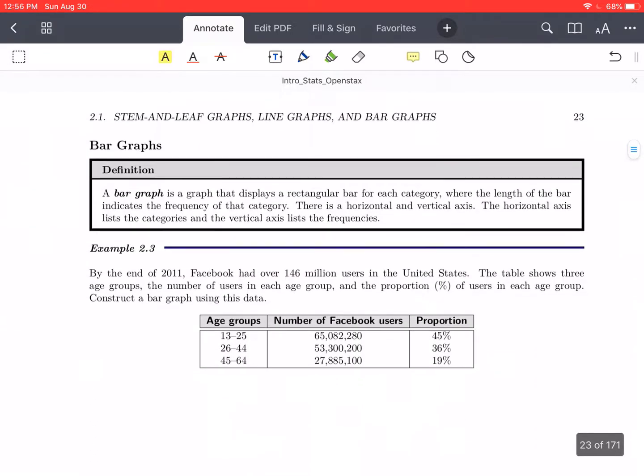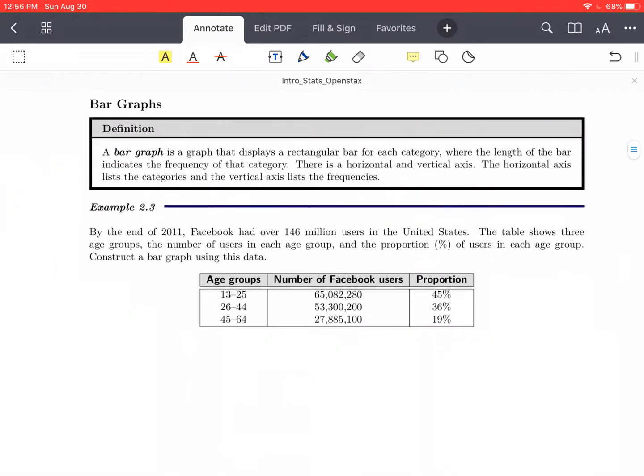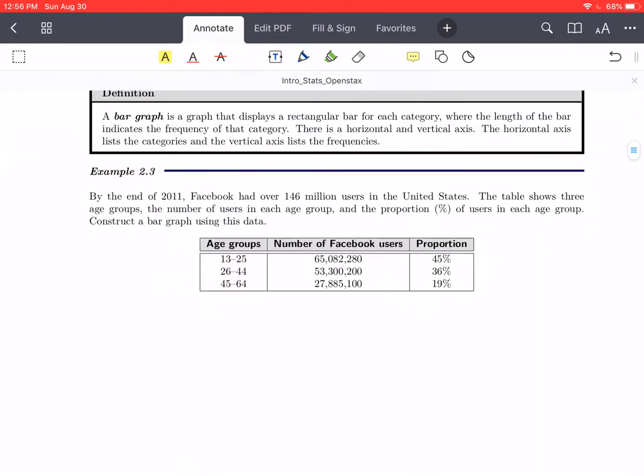Then we come to bar graphs. Bar graphs are usually pretty common, so everybody usually recognizes a bar graph. This is a graph that displays a rectangular bar for each category where the length of the bar indicates the frequency of that category. So however tall the bar is, that's how many data points you have there. There's a horizontal and vertical axis. The horizontal axis lists the categories, the vertical lists the frequencies.